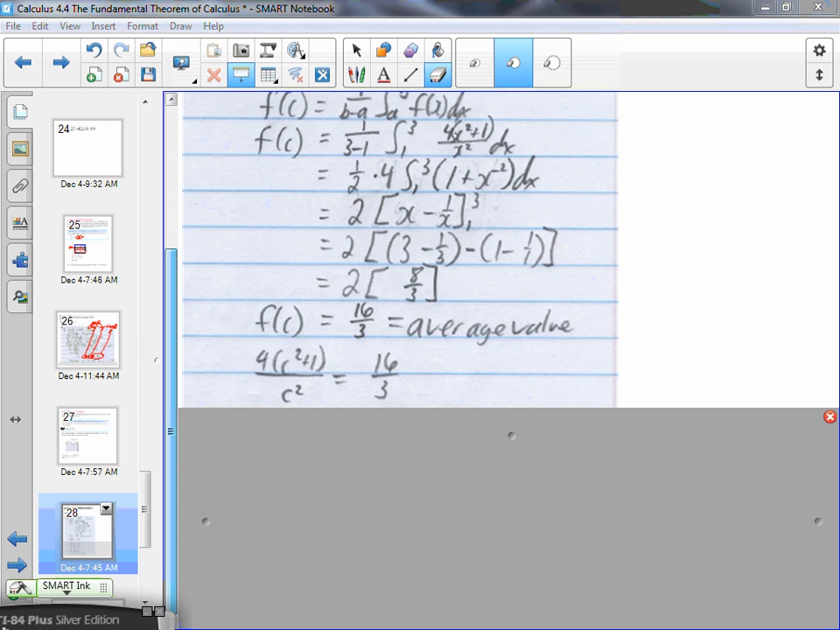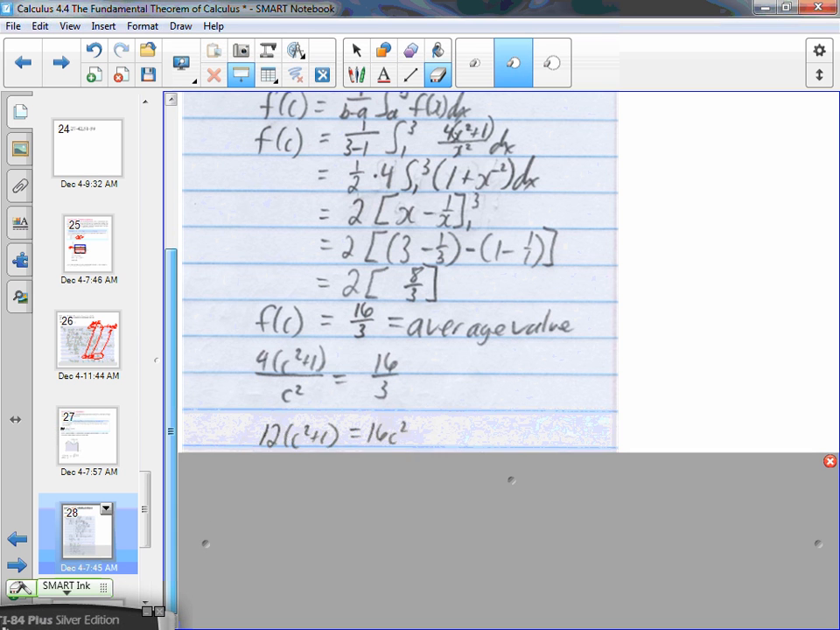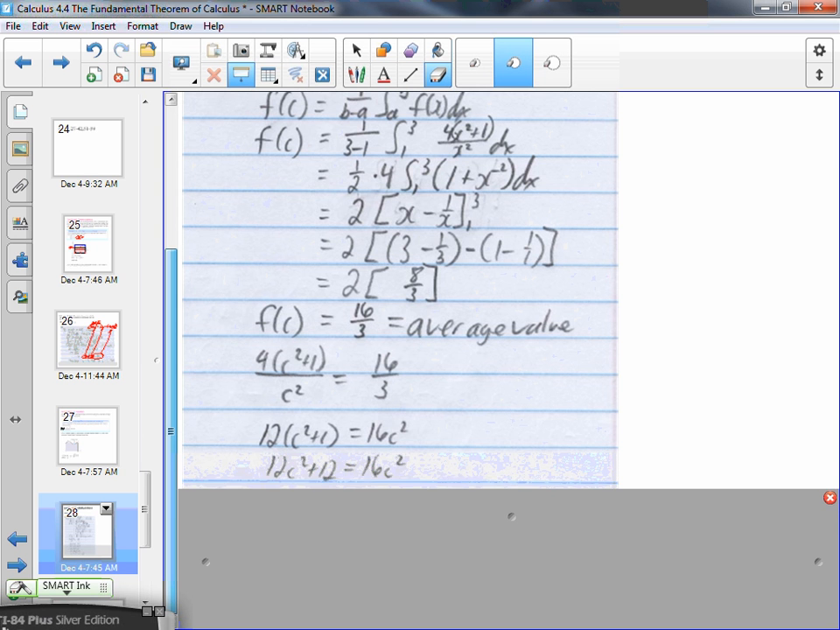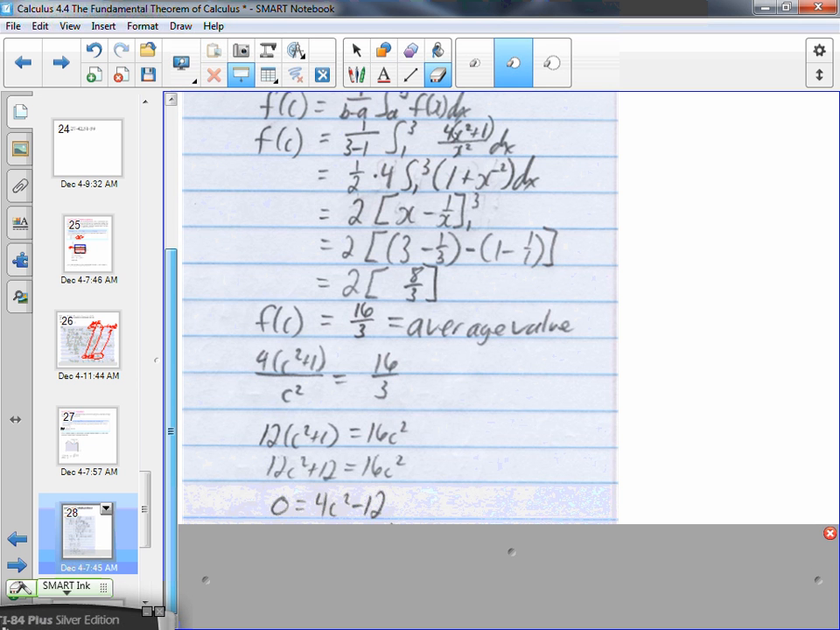All right, so I just did cross products to get 12 times the quantity c squared plus 1 equals 16c squared. I distributed the 12. I could have divided both sides by 4 right there if I wanted to. I didn't think of it. I distributed the 12. I've got a quadratic, so I need to get it in standard form. So I subtracted 12c squared and 12 from both sides.